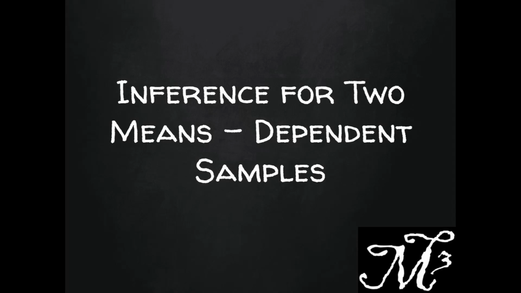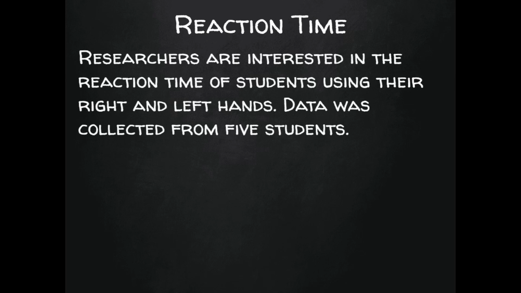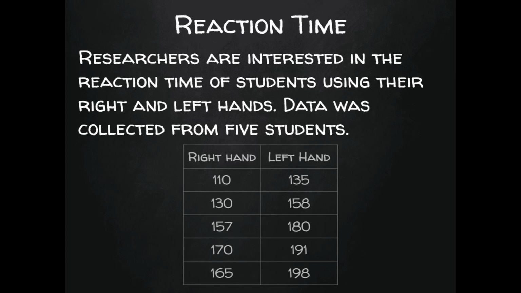In our last video, we talked about inference for two means with independent samples. Today, we're going to talk about what happens when your two samples are not independent. It's always nice to have some context for these discussions, so let's look at a scenario. Researchers are interested in the reaction time of students using their right and left hands. The data was collected from 5 students and is presented here in our table.